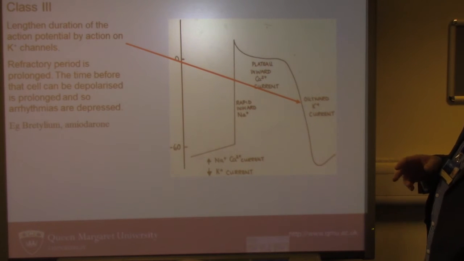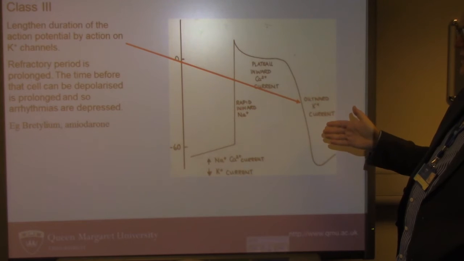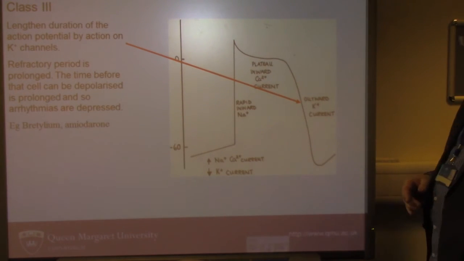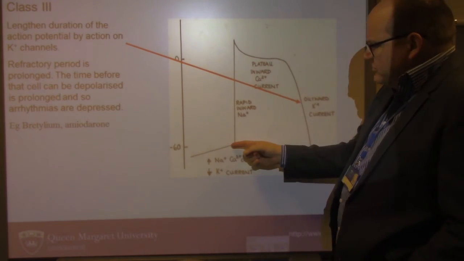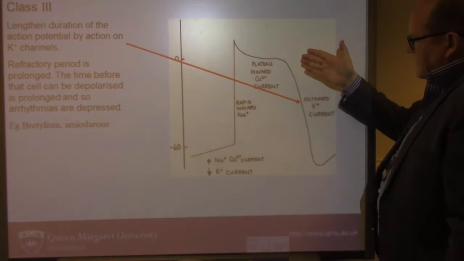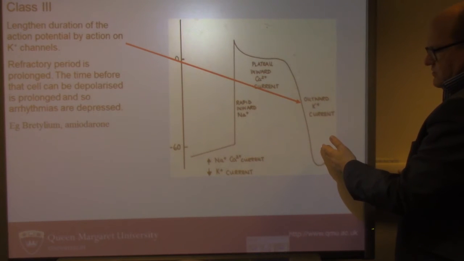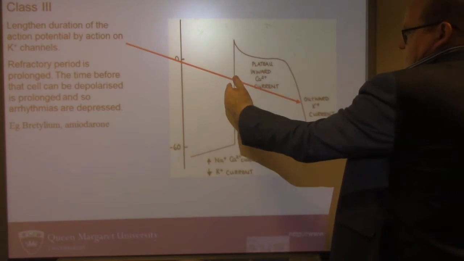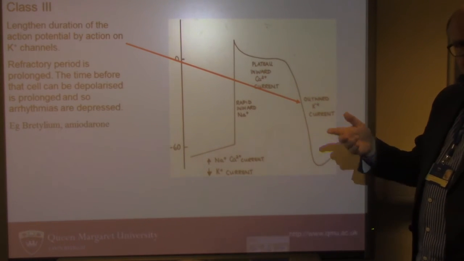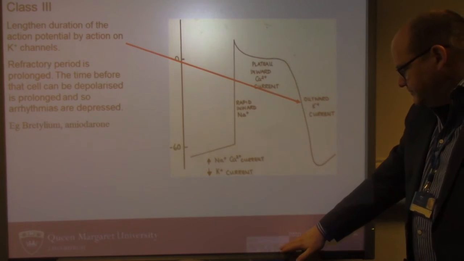Class 3, they act on the potassium channels. So what they do is they lengthen the duration of the action potential. Whereas your class 1 caused the sodium rise to be slower, therefore lengthening the whole thing, class 3 make the potassium outflow slower, lengthening the whole thing. An example is over there, and also amiodarone is another example.